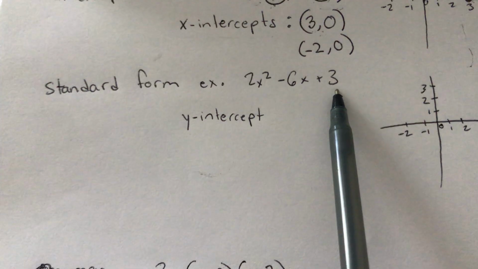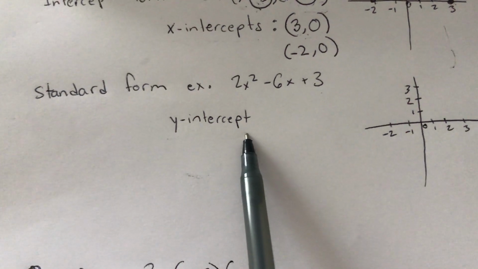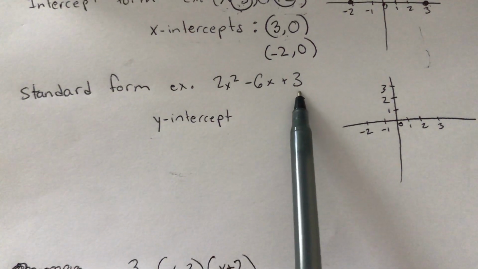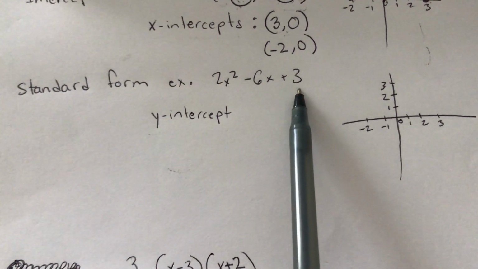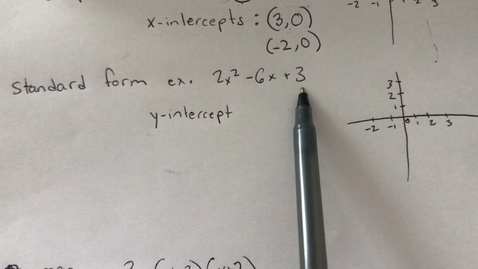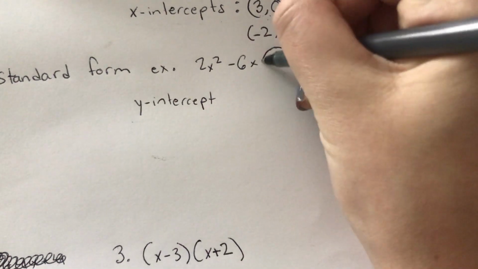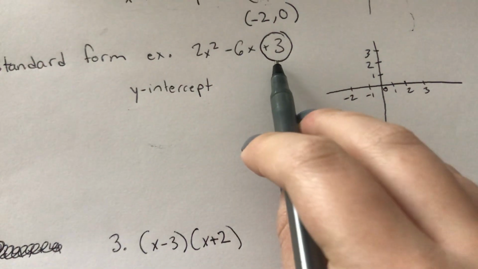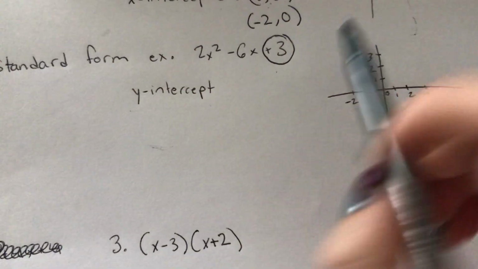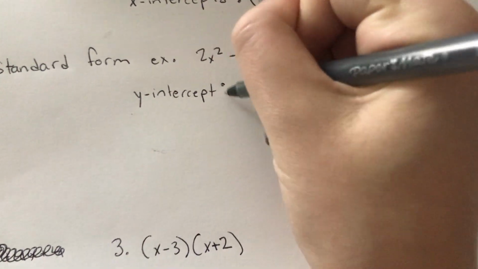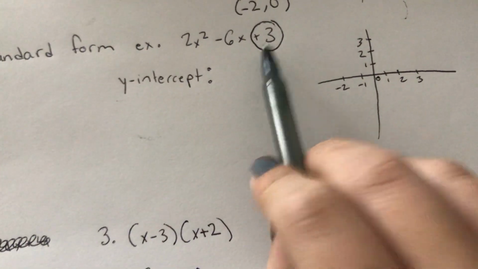Standard form allows us to very easily identify the y-intercept. All we need to identify the y-intercept is our constant value. This is the value in the standard form quadratic that has no variable. So here I see my value is a positive 3. No flipping signs. I keep it exactly as it is. And so my y-intercept is just 3.